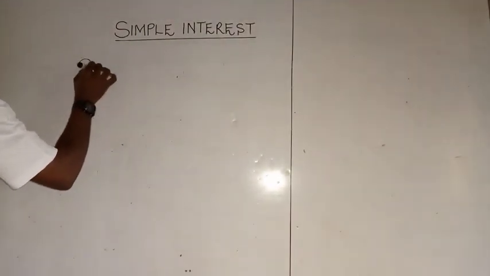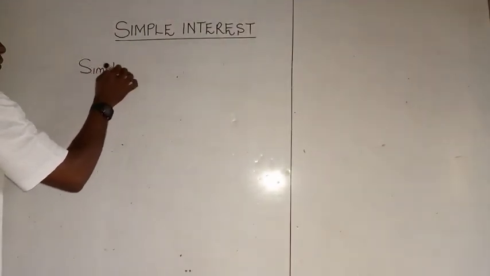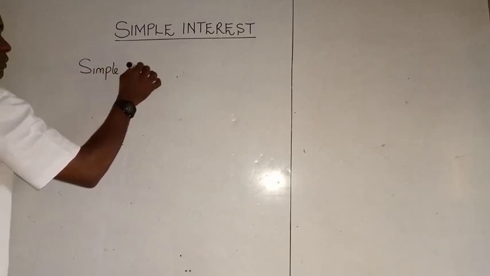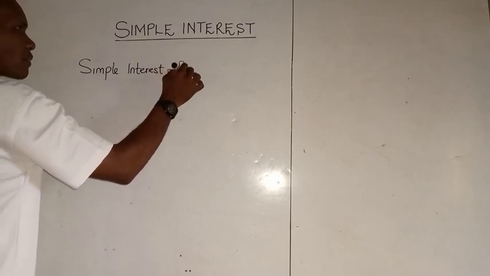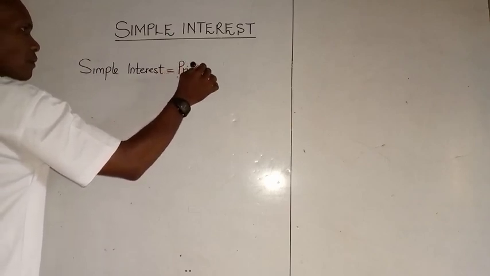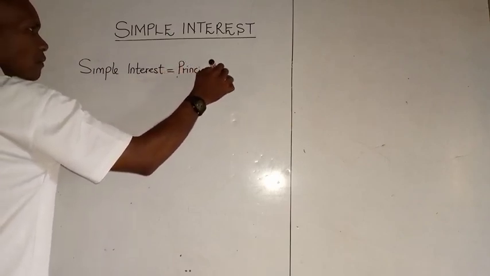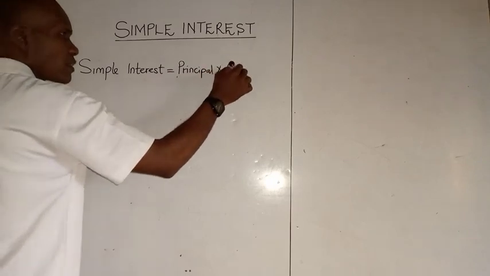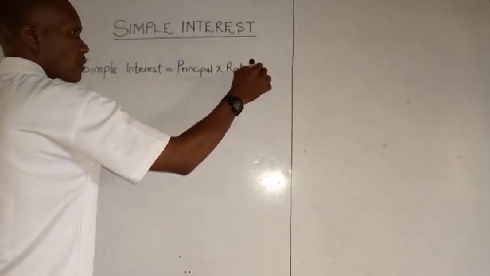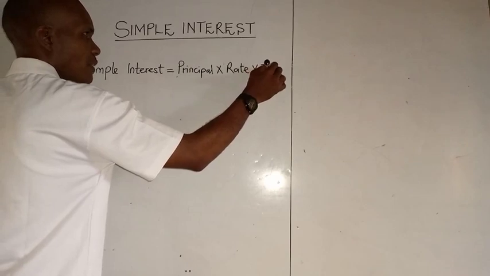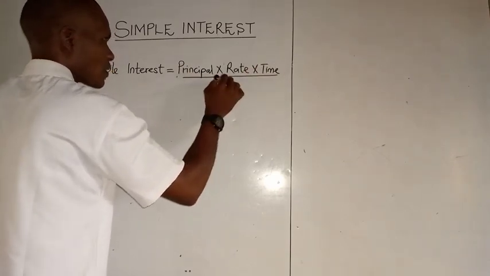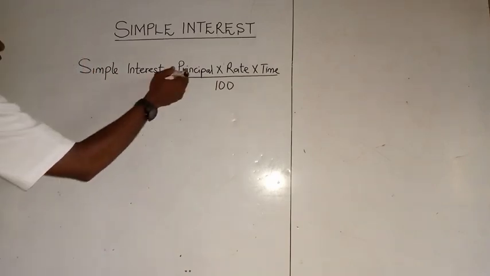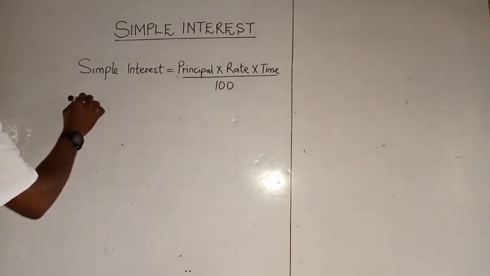The simple interest is equal to the principal multiplied by the rate and multiplied by the time, all over 100. We can also make the principal the subject of formula.